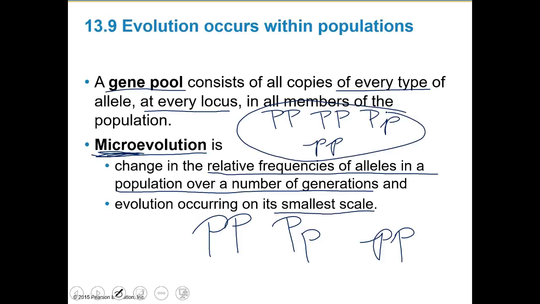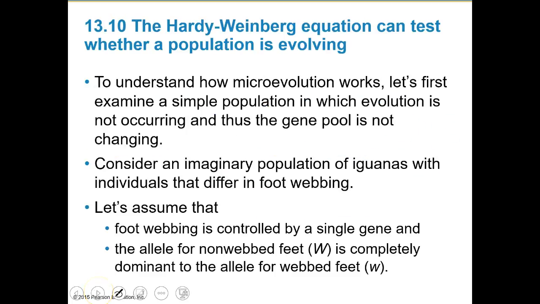The allele frequencies would say that I have 1, 2, 3, 4, 5 of the big P, and I have 3 of the little p. So that's the frequencies, how often these appear. And if there's any change in those, then that's evolution on the small scale. Just so you get an idea of what we're talking about.